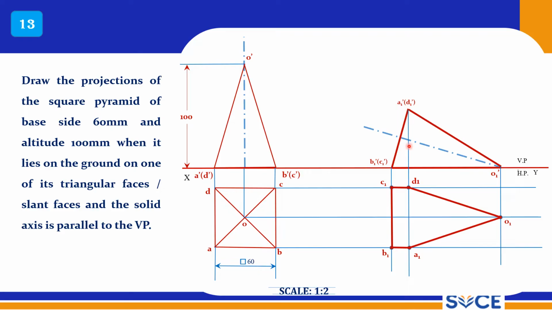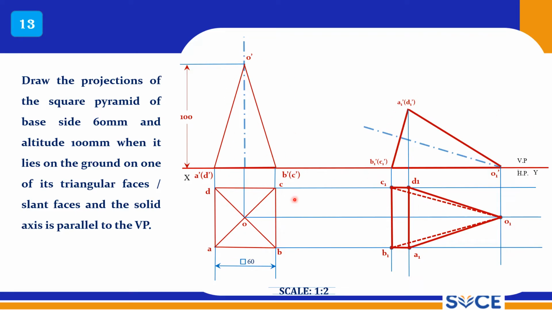So AD is a visible edge, and it should be connected with a thick line. CO is here, and this is obviously an invisible edge, CO, and also BO. C to O should be connected with a dotted line and B to O should be connected with a dotted line. So this is the simple problem where it sleeps on its triangular face on HP. So you have to reproduce this here.